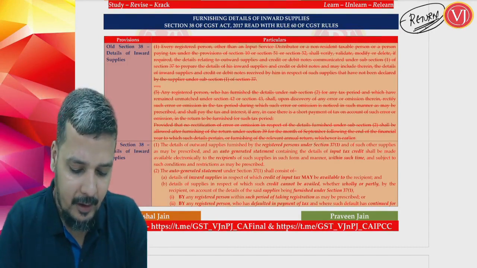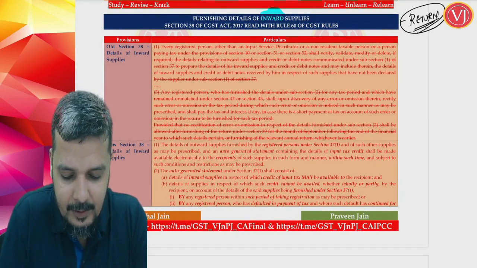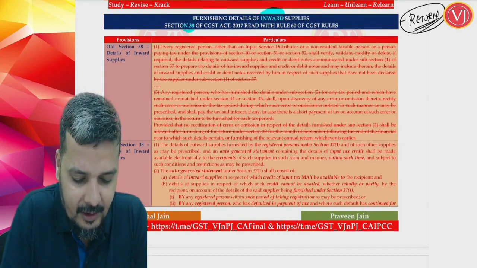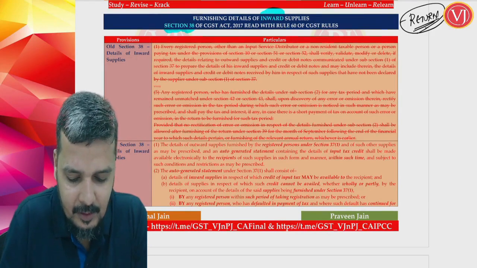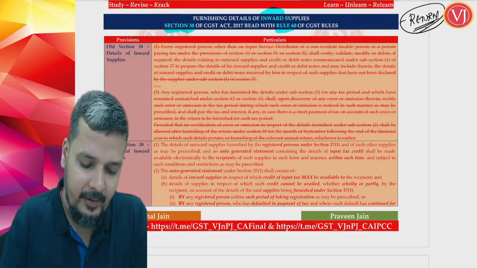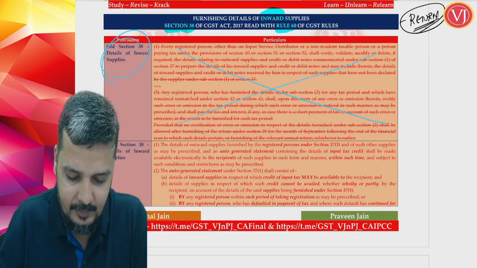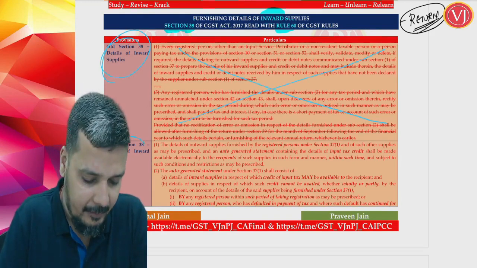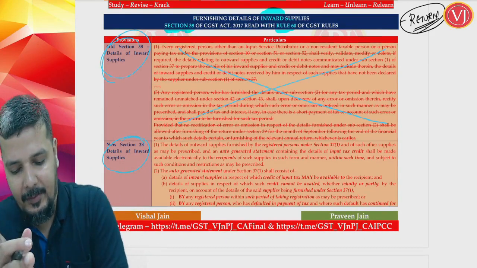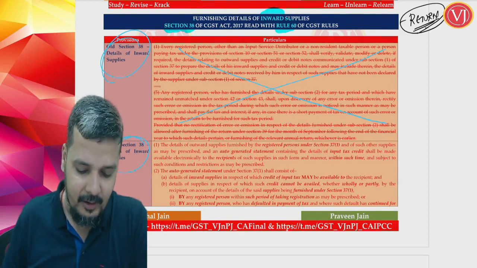Now, what does it talk about? It talks about details of inward supplies. It is all about your inward supplies, that is input tax credit. Details of inward supplies, Section 38, read along with Rule 16. Now, the old Section 38 has been entirely omitted or replaced, and that is what is called the new Section 38. The old Section 38 was talking about something that has been totally taken off, and that is something called the new Section 38. Now, what is this new Section 38 talking about?